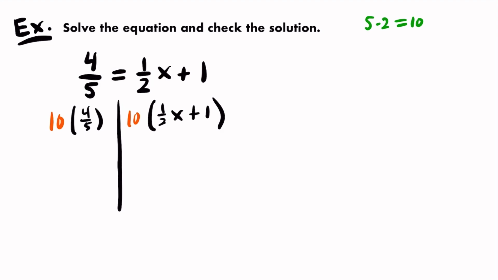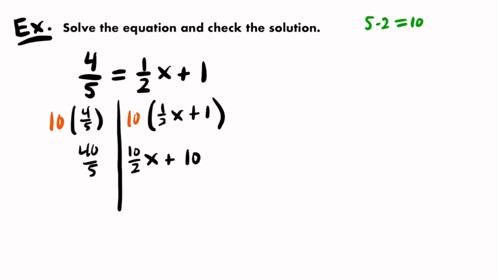So then simplifying, 10 times 4/5, you want to multiply 10 into the numerator. 10 times 4 is 40, so we have 40/5. And then on this side, you need to use the distributive property. We're going to multiply 10 by both of these terms. Starting with 10 times 1/2 x, you want to multiply 10 by the coefficient of x. So you'll have 10 halves times x, right? 10 times 1 is 10, and you're still dividing it by 2. And then 10 times 1 is 10. So we have plus 10.